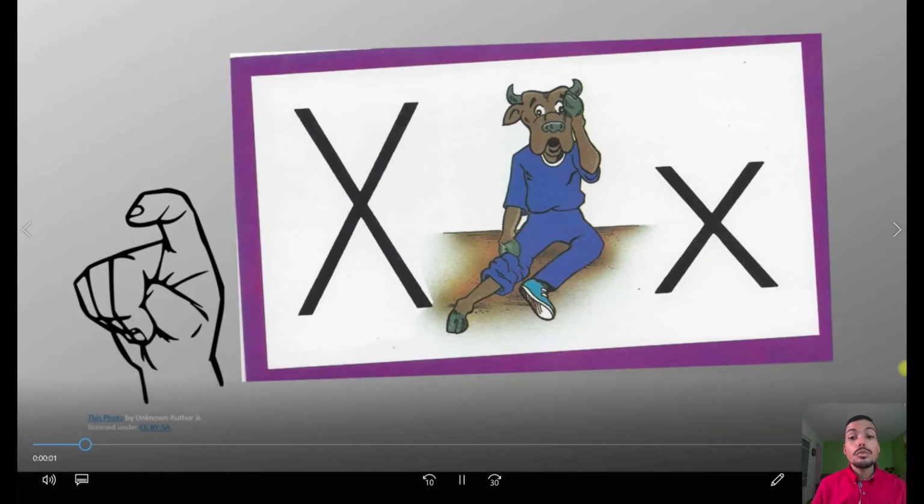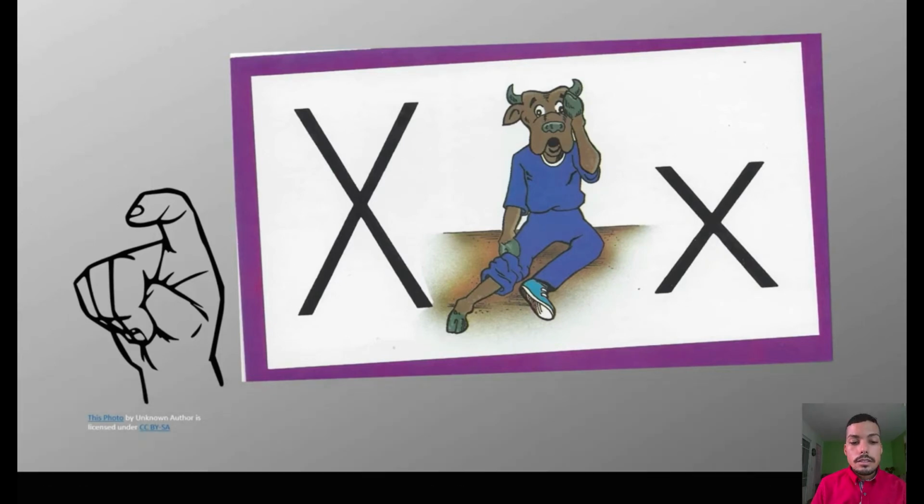Ox reads, Ox reads, X, X. X reads, X reads, X.